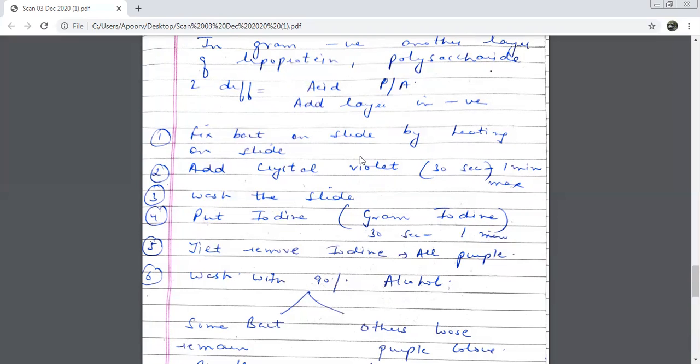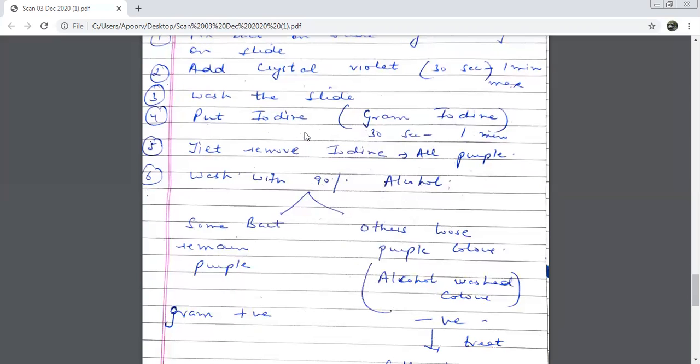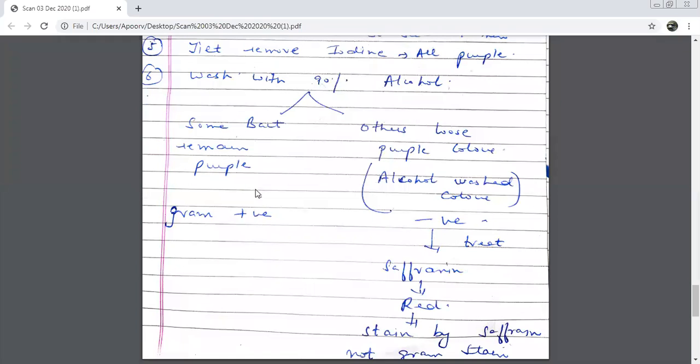Then we'll add a special iodine. What is that iodine called? Gram iodine. And are we supposed to wash it, or will we just tilt it? Just tilting. Okay. And then you will get two kinds of bacteria. Then again you wash it with 90% alcohol, acetone. Some of them will remain purple. These will be known as which bacteria? Gram positive, because they have taken the gram stain.